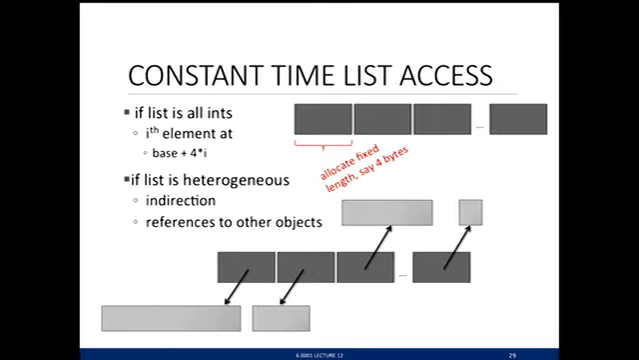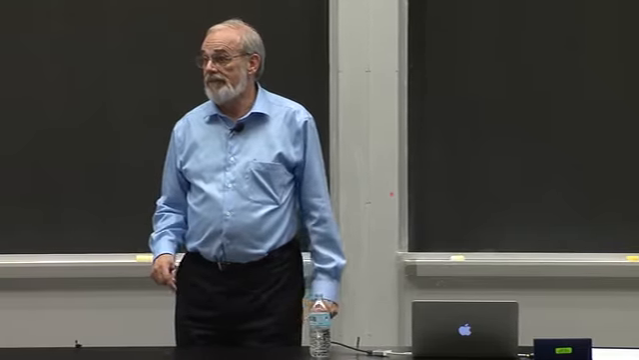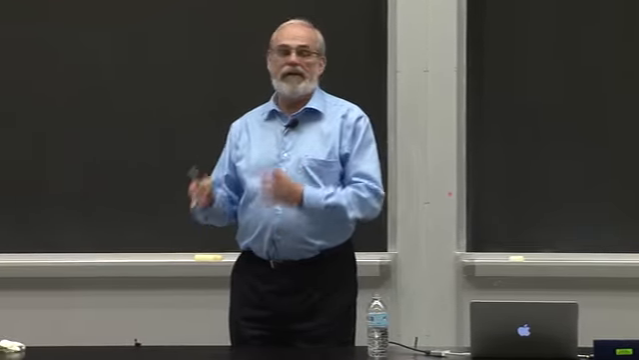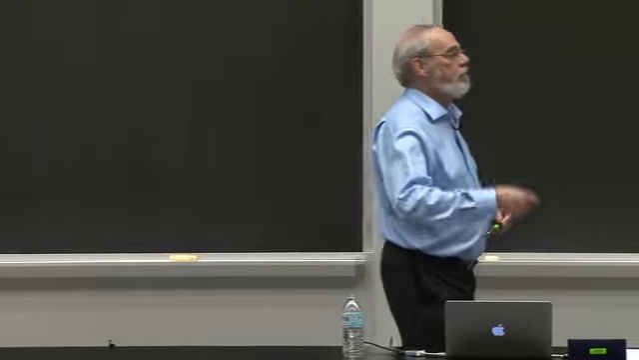each integer. And then I just need to know where's the first part of the list, what's the address in memory of the first part of the list, and to get to the ith element, I take that base plus 4 bytes times i, and I can go straight to this point without having to walk down the list. That's nice, okay? It says, in fact, I can get to any element of memory, any element of the list in constant time.